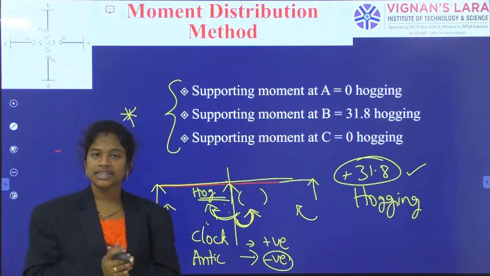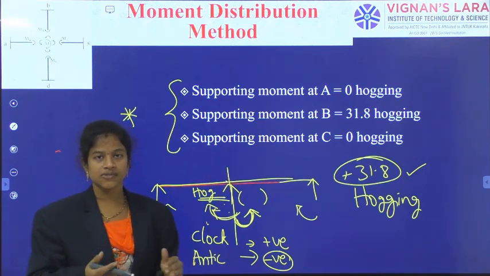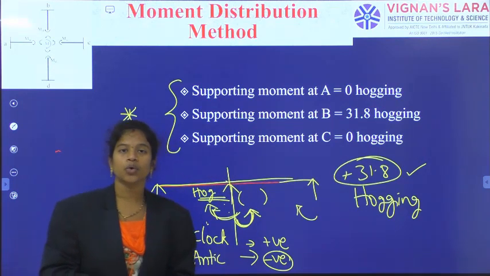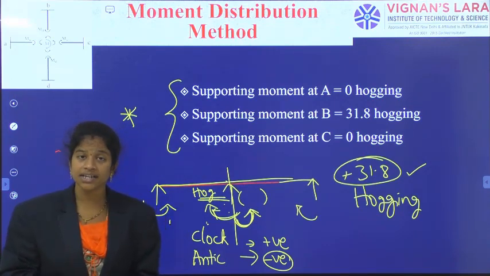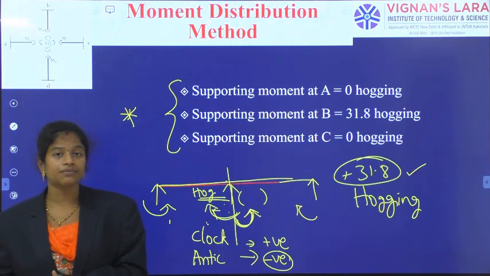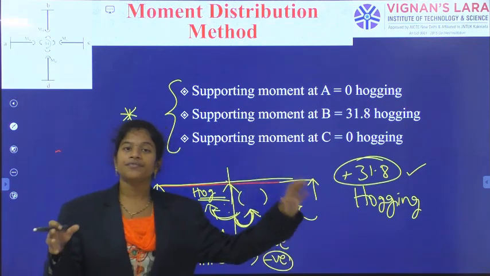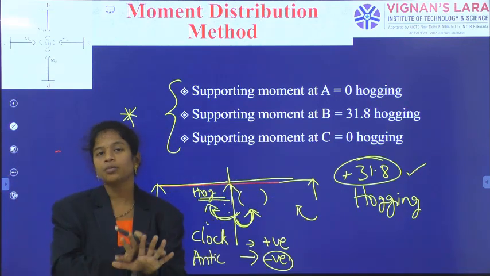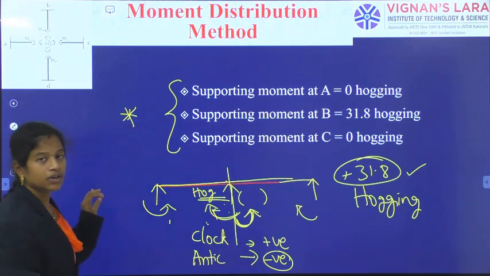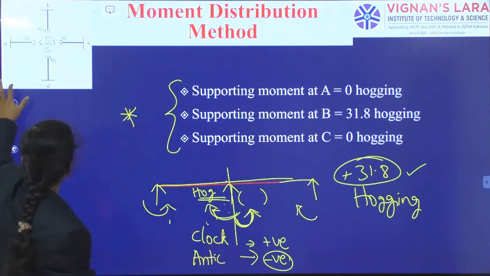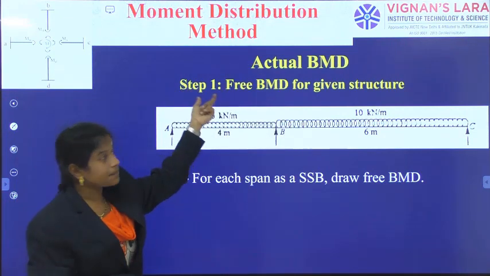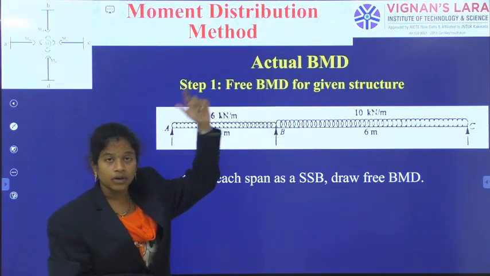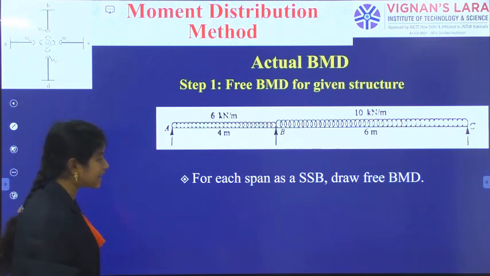For generating this answer only we have chosen this moment distribution method. Now, you can go into the bending moment diagram generation. How can I go into the bending moment diagram generation? That actual bending moment diagram will come from merging the free bending moment diagram with the support moment diagram. So, now I am going for the free bending moment diagram. Then I have to draw the free bending moment diagram. The actual bending moment diagram, the step involved is free BMD.